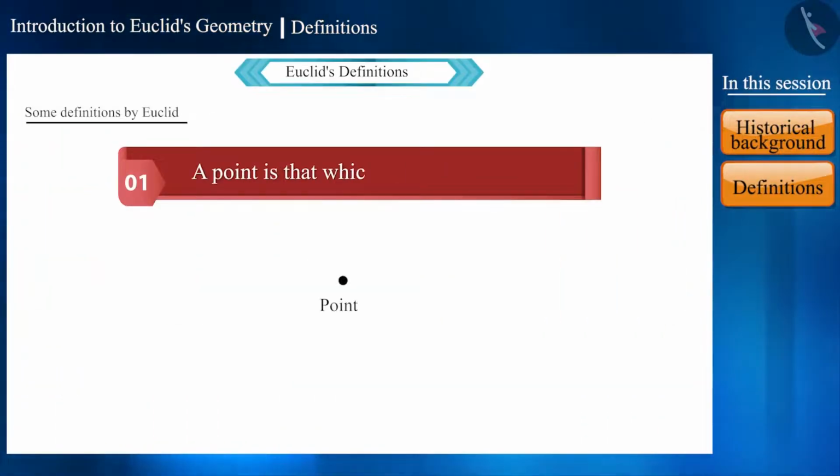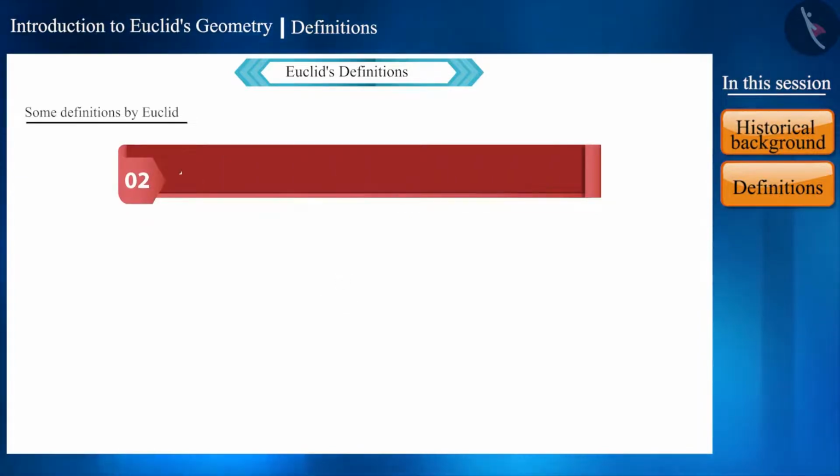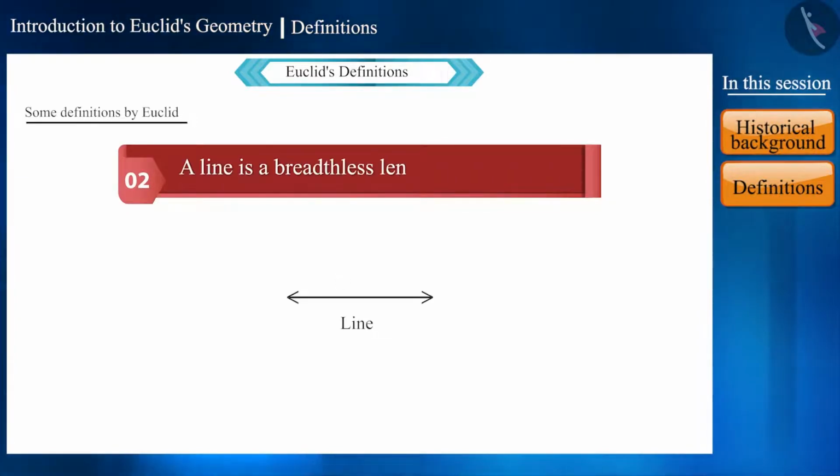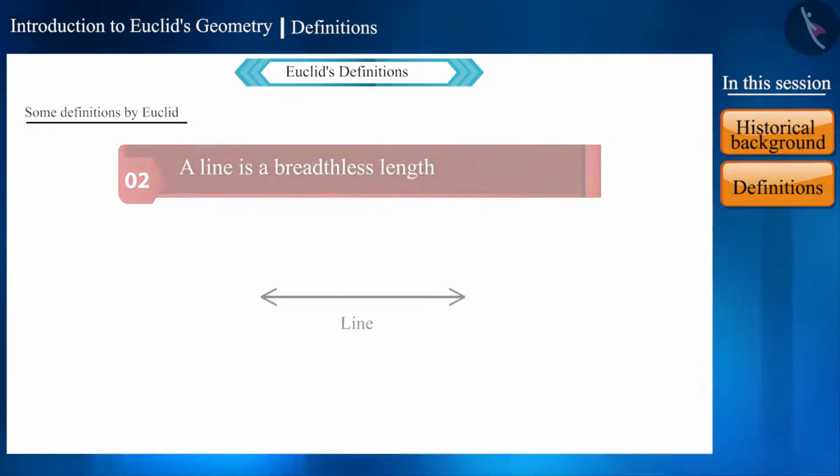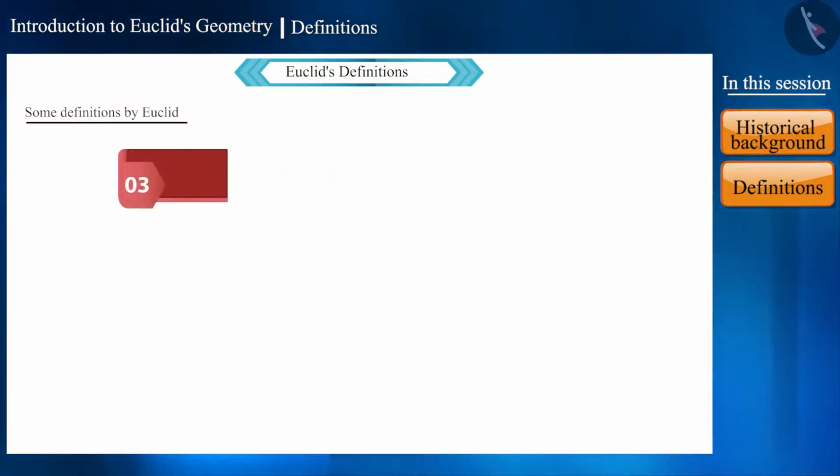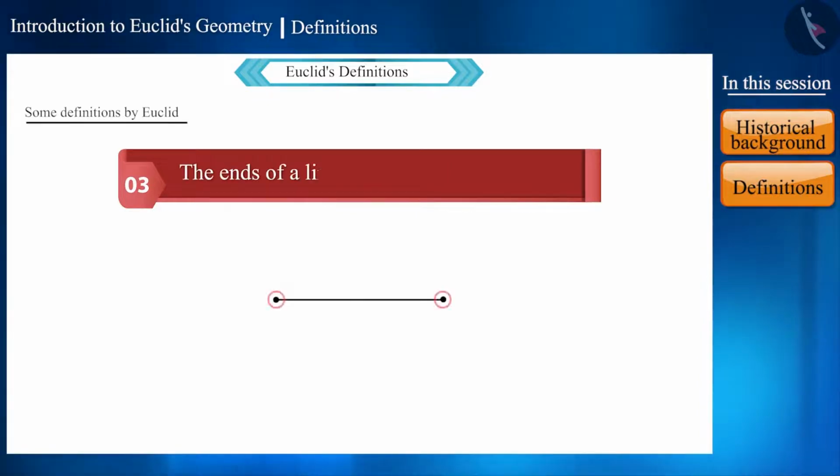First definition, a point is one which has no area. Here, they have not defined area. Second definition is, a line is a breadthless length. That is, a line has no breadth, but here, length and breadth are also not defined. The third definition is both the ends of a line are points. Point is where the line ends.